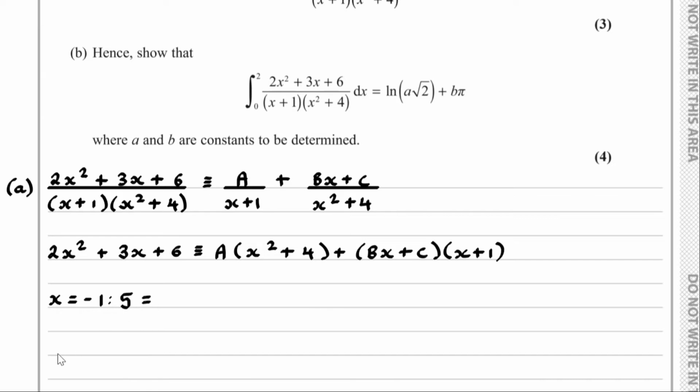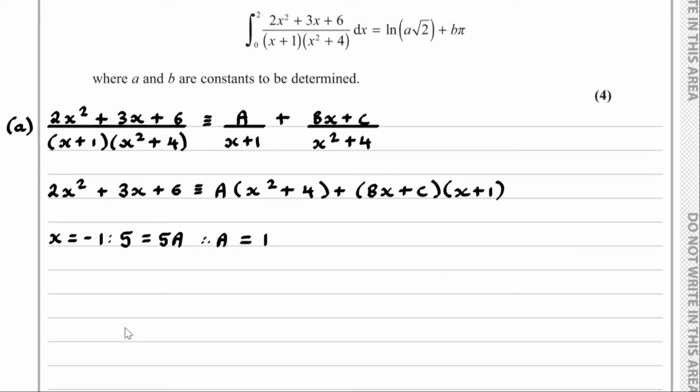And on the right hand side, if I substitute in x = -1, the (bx + c) times (x + 1) will give 0, and so we are left with a times (x squared + 4). And with x equaling -1, we have 5a on the right hand side. And so therefore, a is equal to 1.